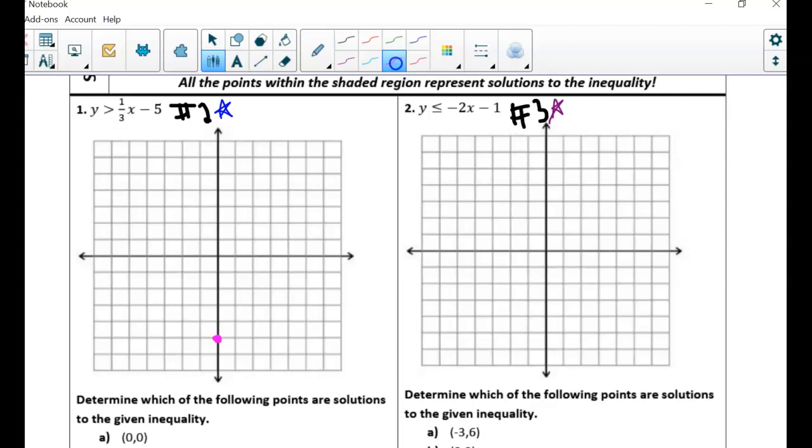And then you can go down 1 to the left 3 as many times as possible from your y-intercept.